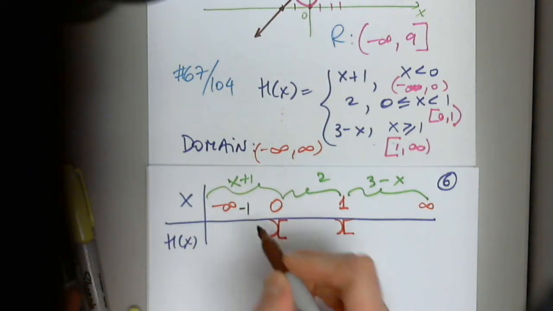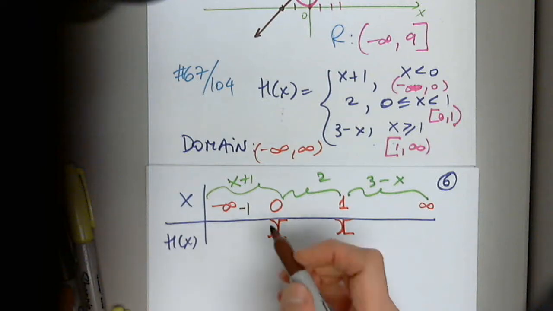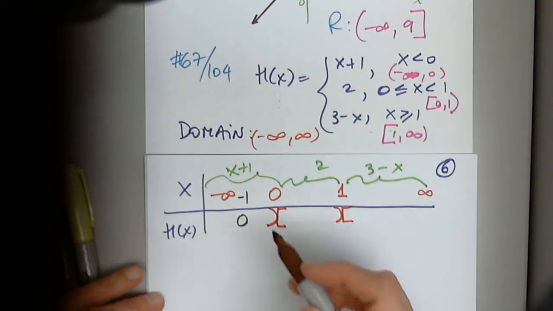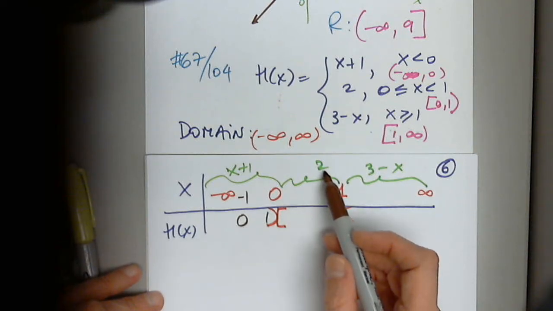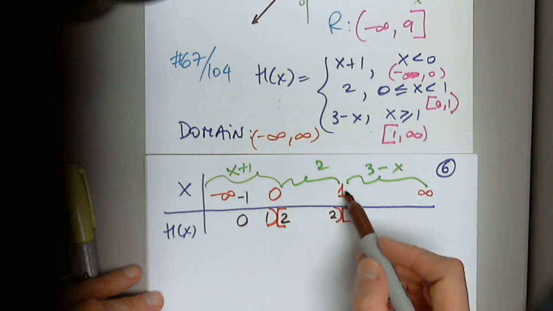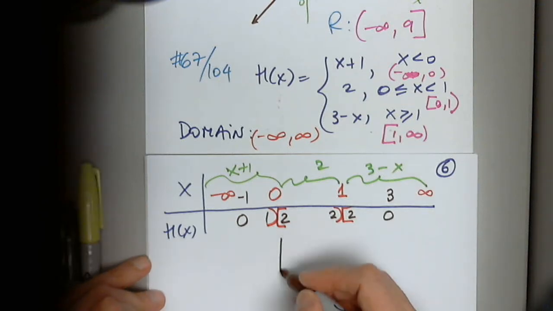Let's plug in 0. Let's start with -1 actually. Plug in -1 and we get, very good. Plug in 0, very good. Plug in 0, plug in 1, plug in 1, and plug in 3. 0. Perfect.